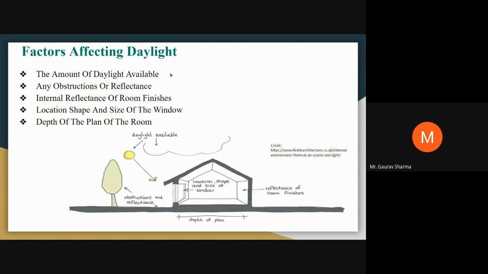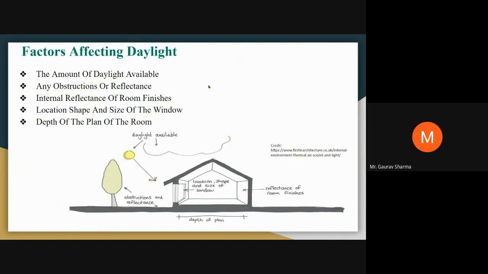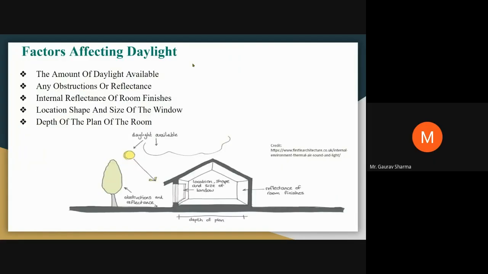If there is some reflectance, like in this window, they are providing it purposely. But if there is any other kind of reflectance due to any facility outside your house, let's say any hoarding or any banner, that can be an obstruction and also a reflector. So we have to consider this aspect also because it is going to affect the daylight. The internal reflectance of the room finishes, like the color you choose for the walls or the floor finish particularly, is going to affect your daylight.